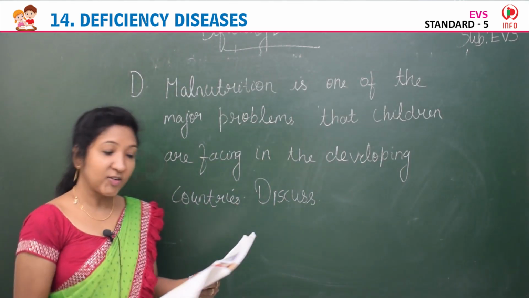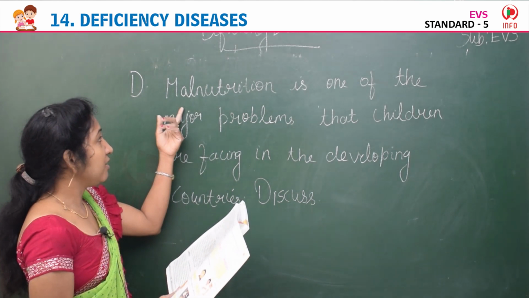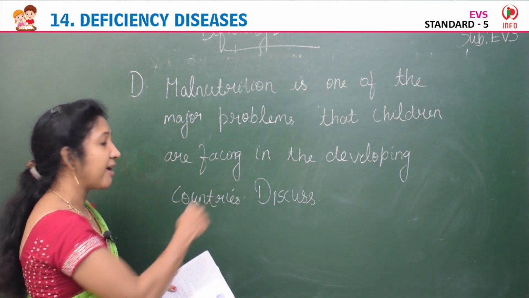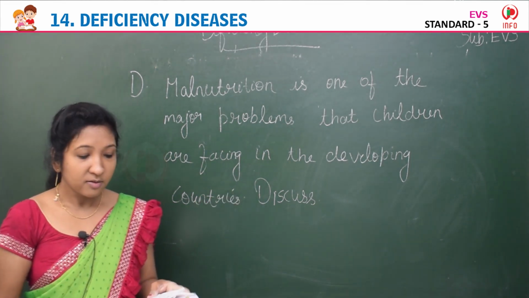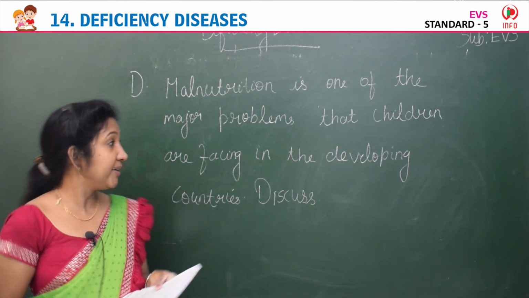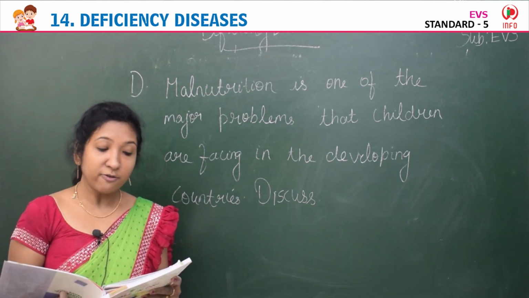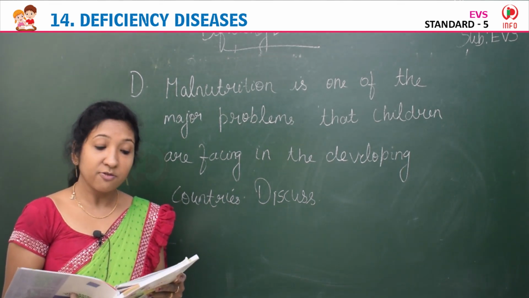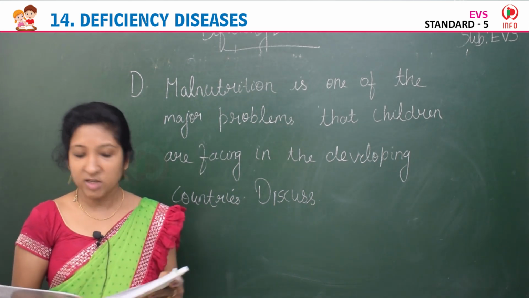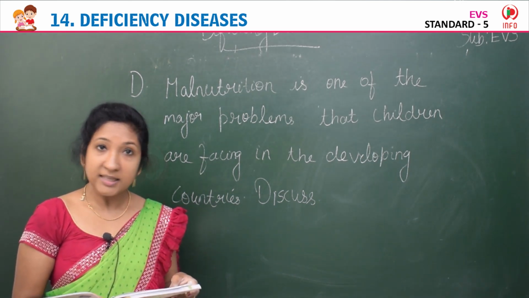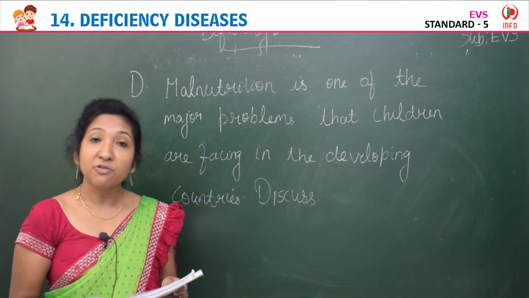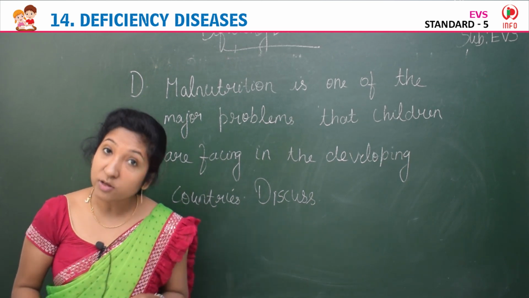Children, our next question is: malnutrition is one of the major problems that children are facing in developing countries. Discuss. Malnutrition is a major public health problem in many developing countries. It is one of the main health problems facing women and children in the world. There are many reasons for malnutrition that we have already seen in the lesson, children. Many families do not have enough food to feed everyone properly throughout the year.